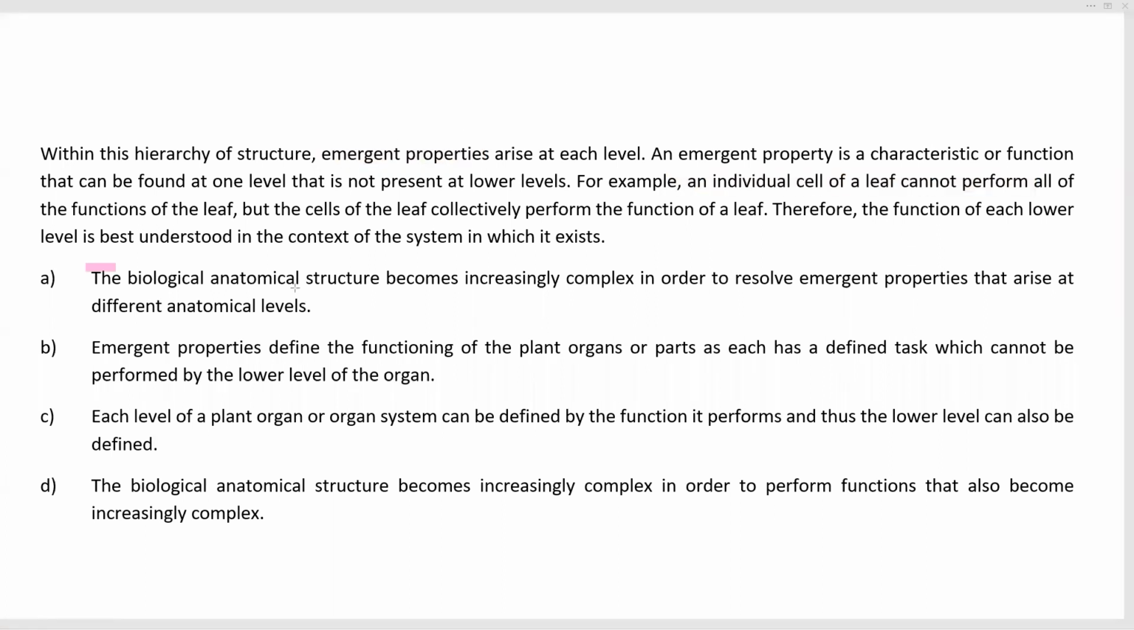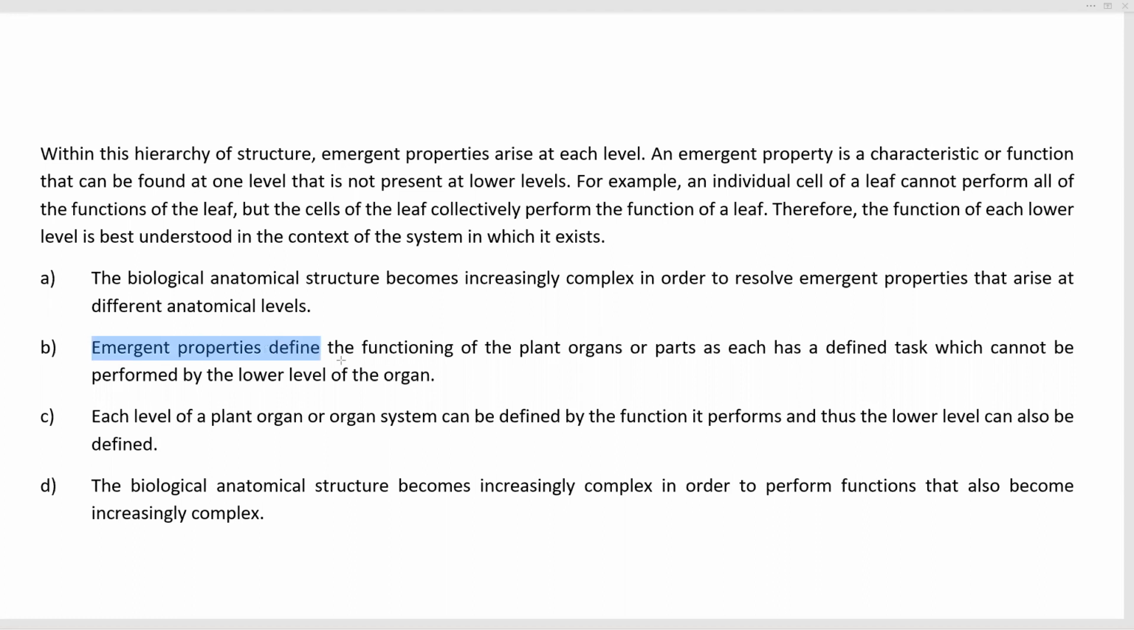Option A says the biological anatomical structure becomes increasingly complex in order to resolve emergent properties that arise at different anatomical levels. Now, while this covers the two aspects, there's a reference to the leaf in biological anatomical structure, and then emergent properties are mentioned, but this changes the order of the subjects. So this is not a very good option. Let's not eliminate it just yet. Let's see if we can find a better option which covers both of these aspects and also constructs the statement in the right sequence of subjects.